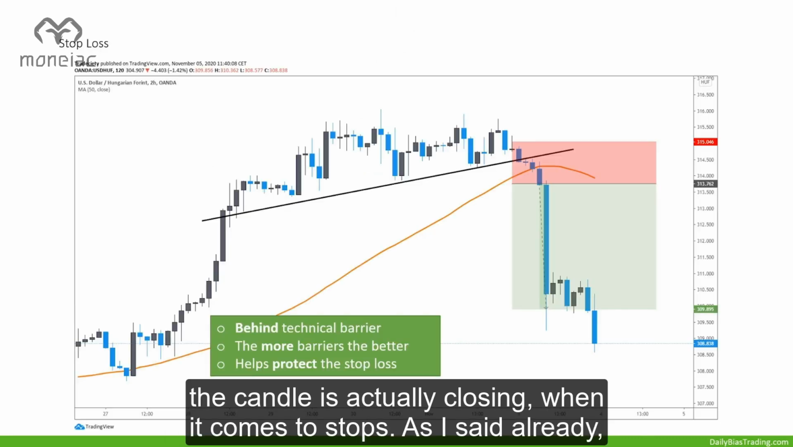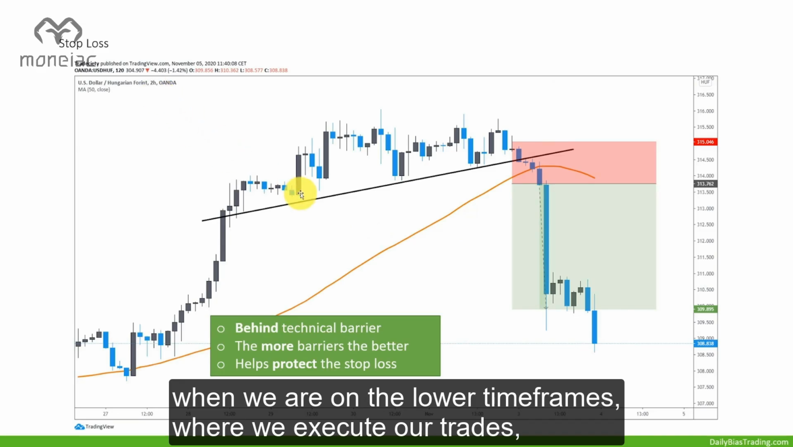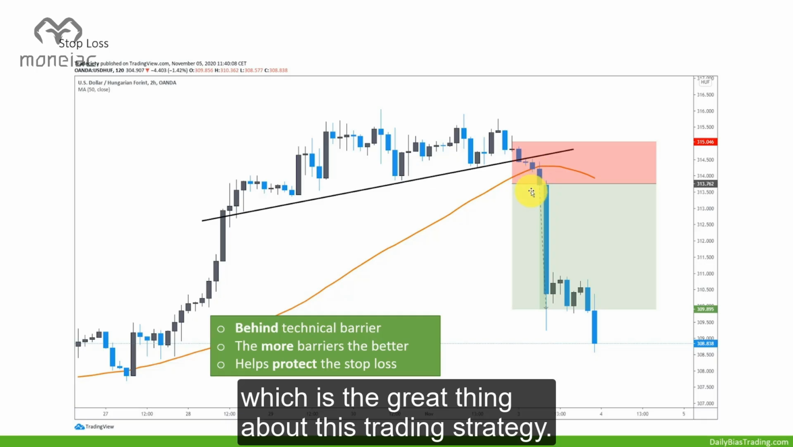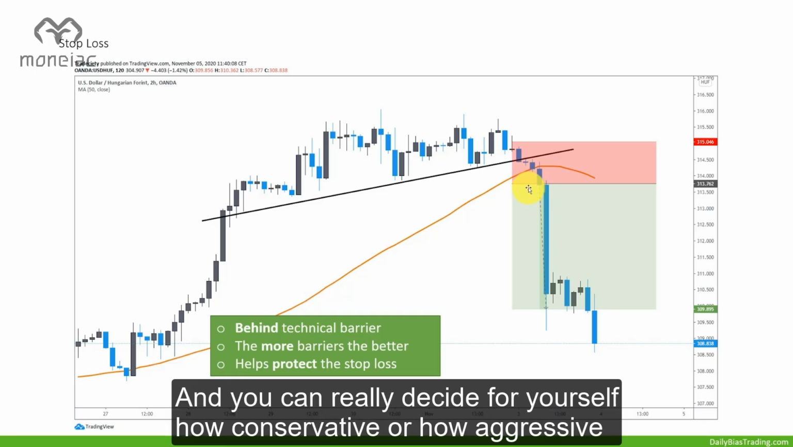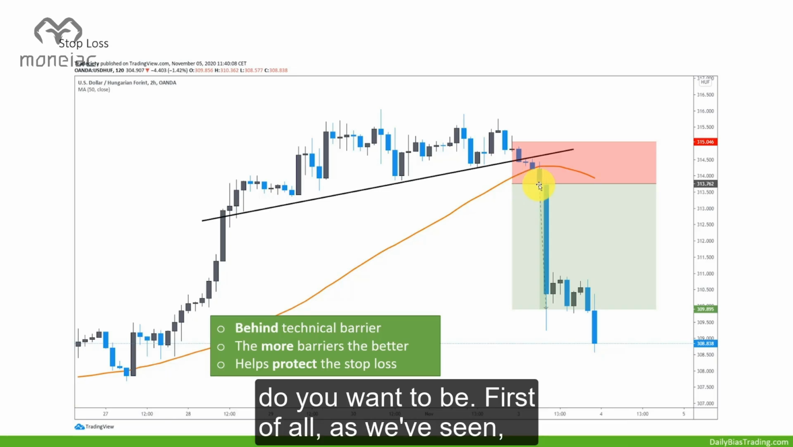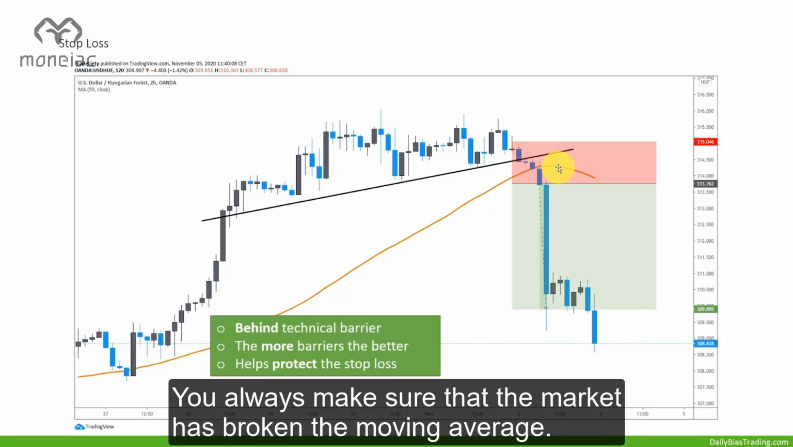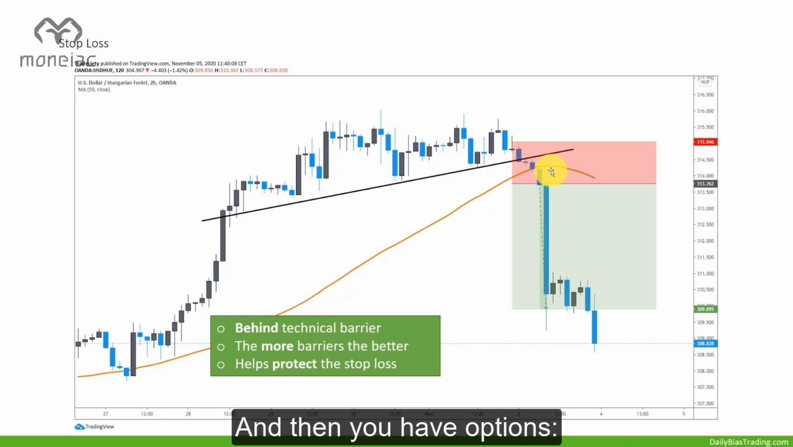When it comes to stops, as I said already, when we are on the lower time frames where we execute our trades, we can protect our stop loss, which is the great thing about this trading strategy. And you can really decide for yourself how conservative or how aggressive you want to be. First of all, as we have seen, you always need to wait for the market to break your pattern. You always make sure that the market has broken the moving average, and then you have options.